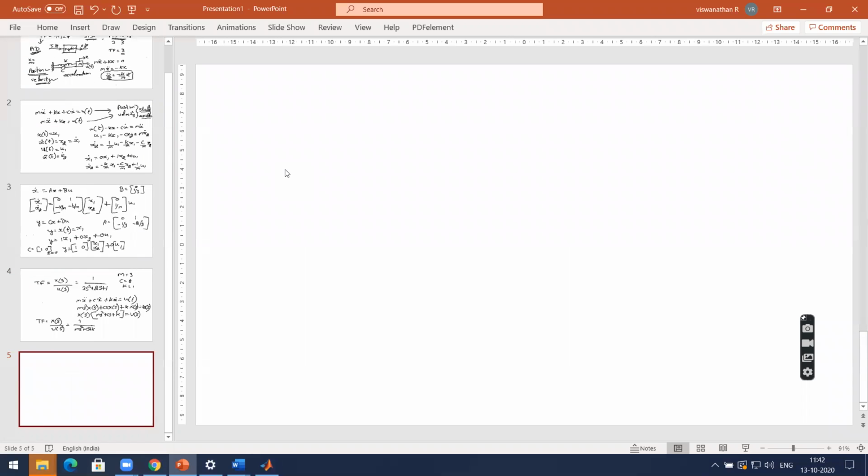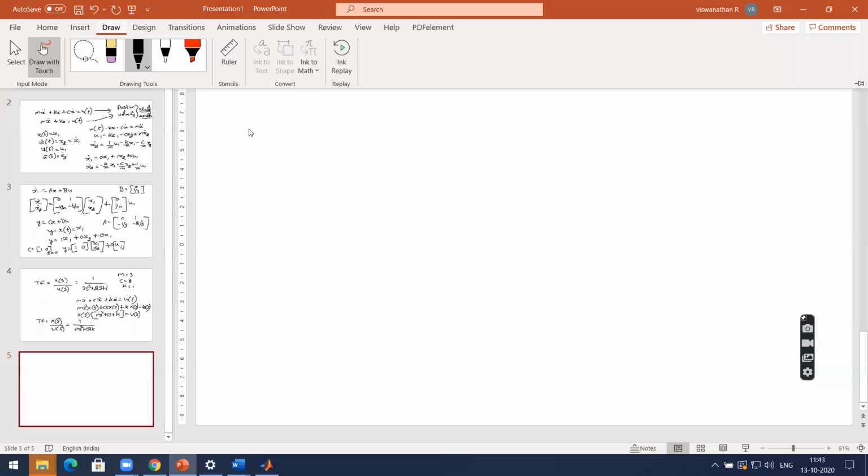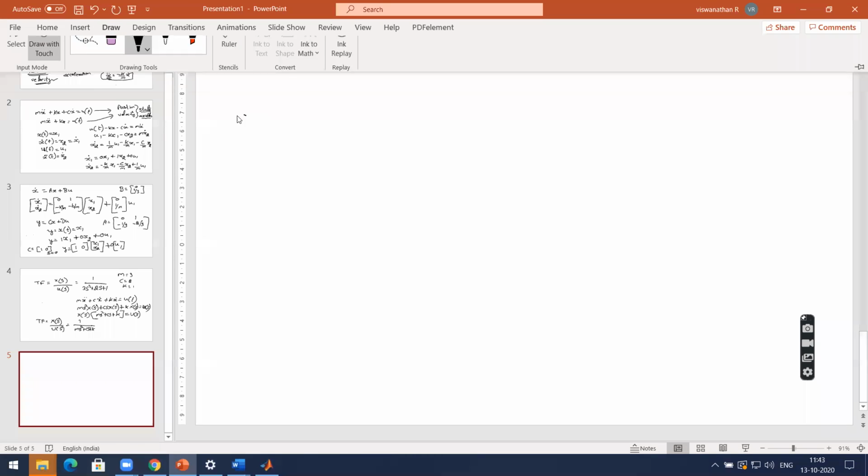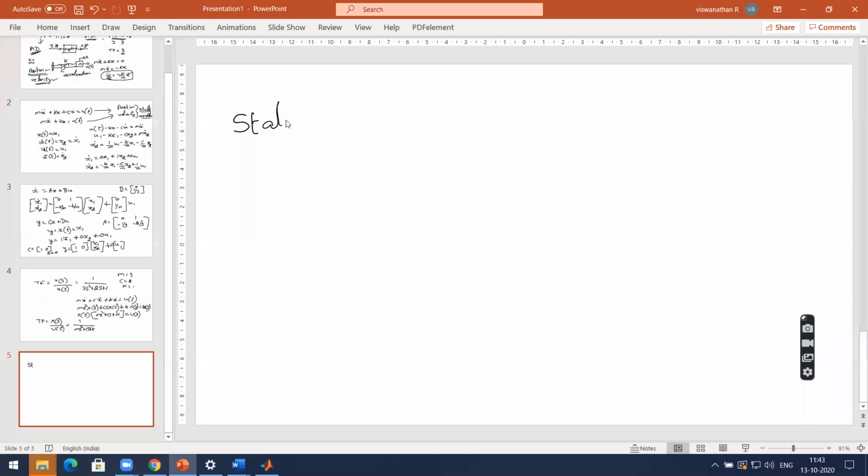Fine. So now we saw what a state space model is, and we'll convert the state space model to a transfer function.